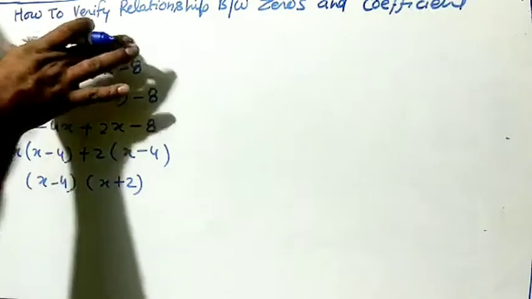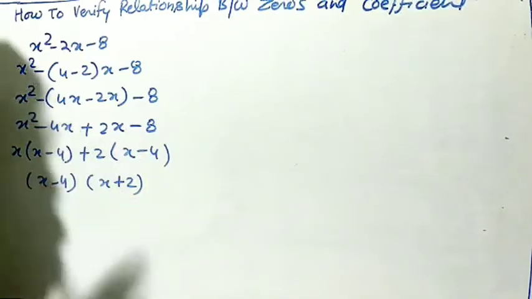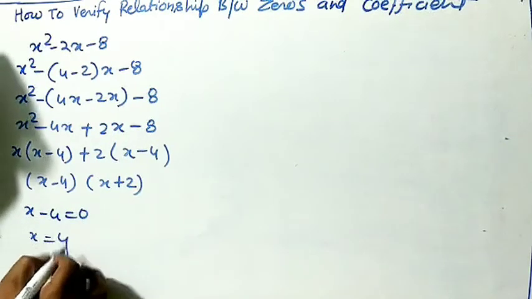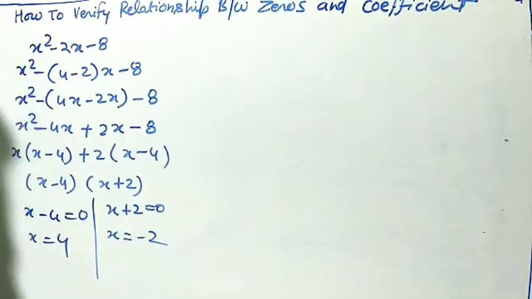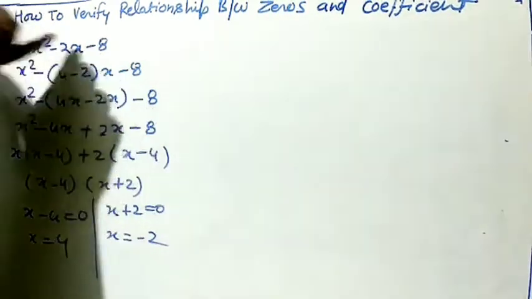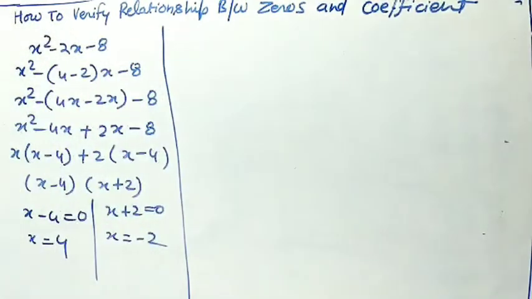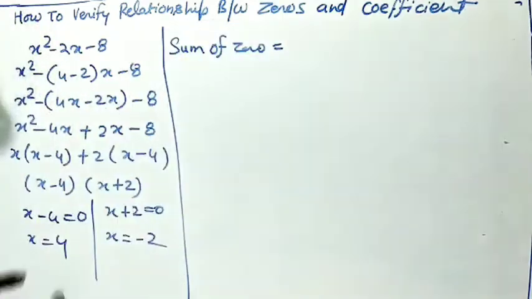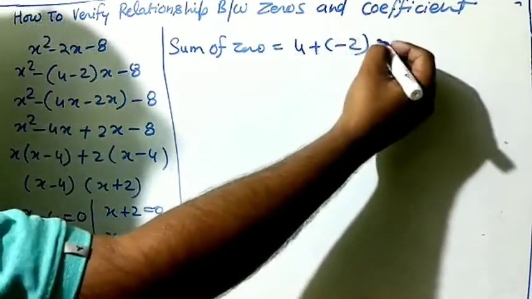So this is the quadratic polynomial, and the value of this quadratic polynomial will be 0 when these two brackets are compared to 0. x minus 4 equal to 0, then x equal to 4; x plus 2 equal to 0, then x equal to minus 2. So these are the two zeros of this quadratic polynomial which satisfy it. Now I am going to verify the relationship between zeros and coefficient, when we talk about the sum of zeros. So these are the zeros, so we have to sum 4 plus minus 2.